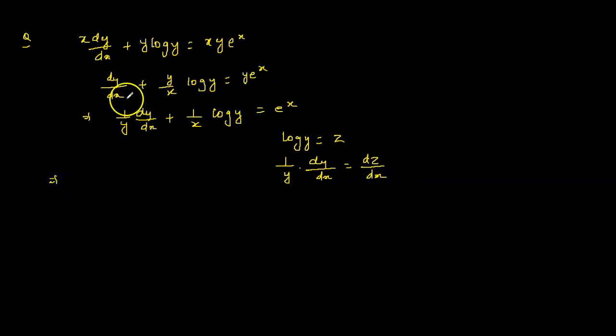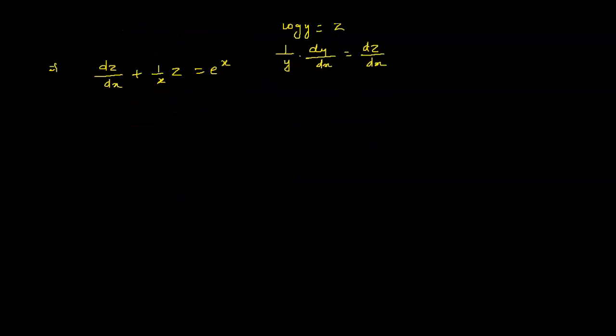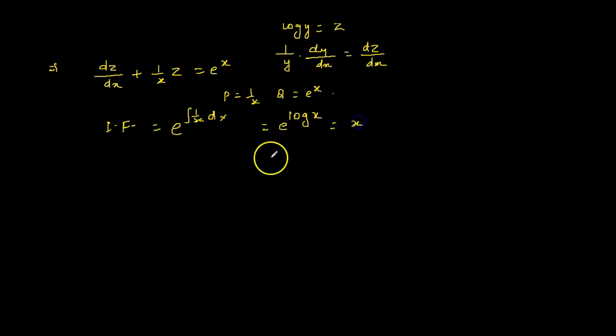No, sir. So I can put it here: dz/dx plus (1/x) z is equal to e to the power of x. This is now in the form of a linear differential equation where P is 1/x and Q is equal to e to the power of x, right? Yes, sir. So we can find the integrating factor e to the power of integral of 1/x dx, so e to the power of log x. So this log and antilog is finished, only x.